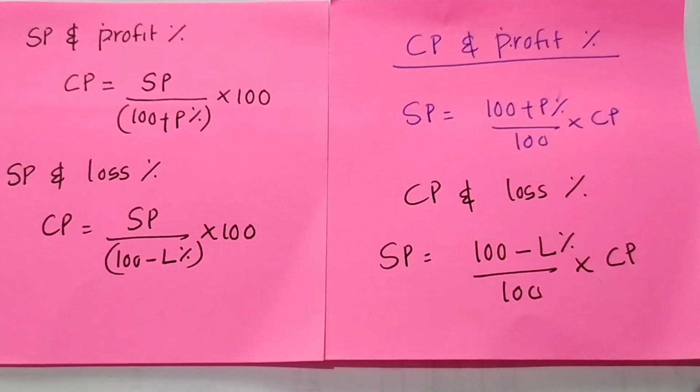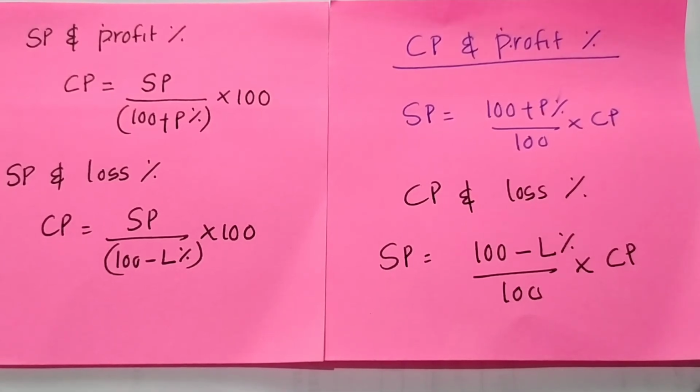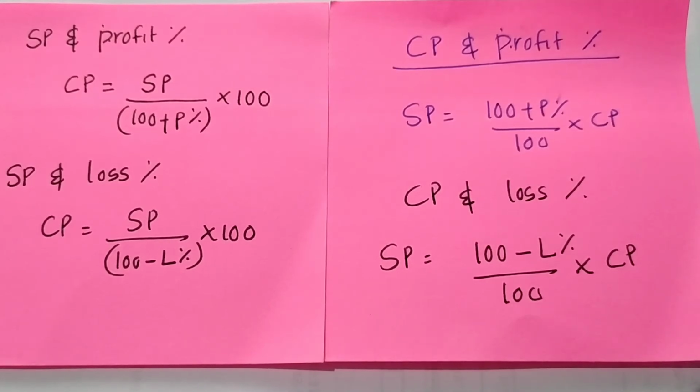So these are inbuilt formulae, but either you can learn these formulae by heart, or you can simply understand the concept that selling price is profit percentage more than the cost price, and selling price is loss percentage less than the cost price. Then you can easily solve the questions.